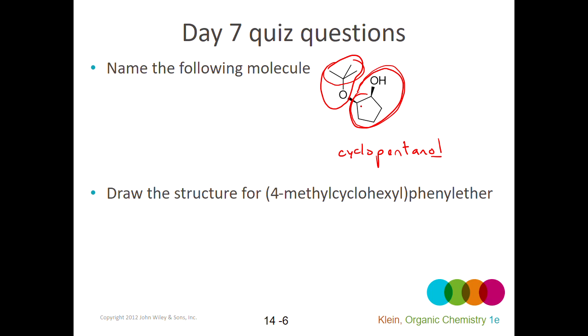So if you wanted to number this chain 1, 2, 3, 4, 5, that will be fine. If you wanted to number it 1, 2, 3, 4, 5, that's also okay with me. So let's just give the OR priority over OH and use the inside numbering here. That would put my OH on carbon 2. So I could put cyclopentan-2-ol or 2-cyclopentanol as my parent chain.